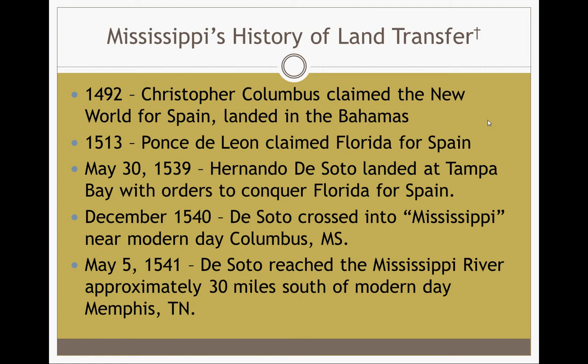And then after conquering Florida, in December of 1540, sometime in there, he came into Mississippi near where we call modern-day Columbus, Mississippi. He crossed the Tombigbee River. And he explored Mississippi, especially North Mississippi, extensively for over a year.